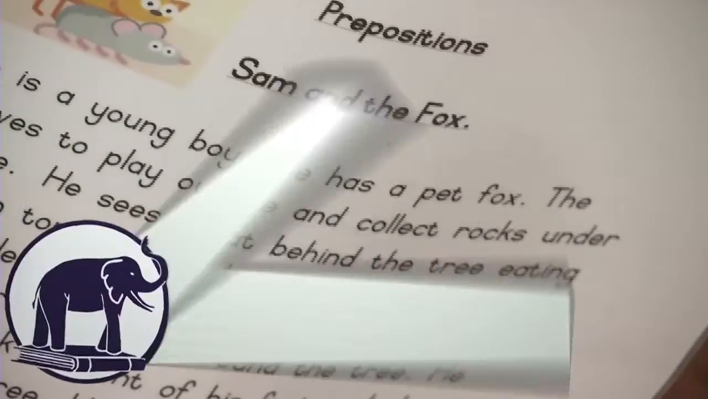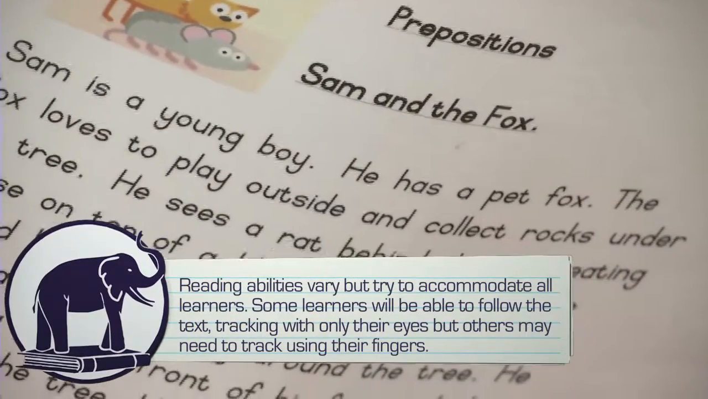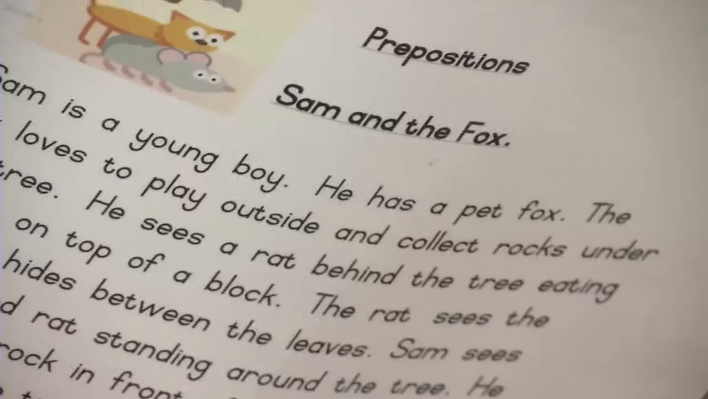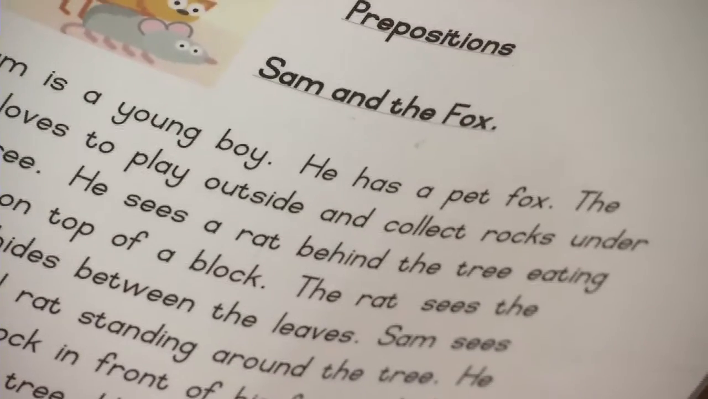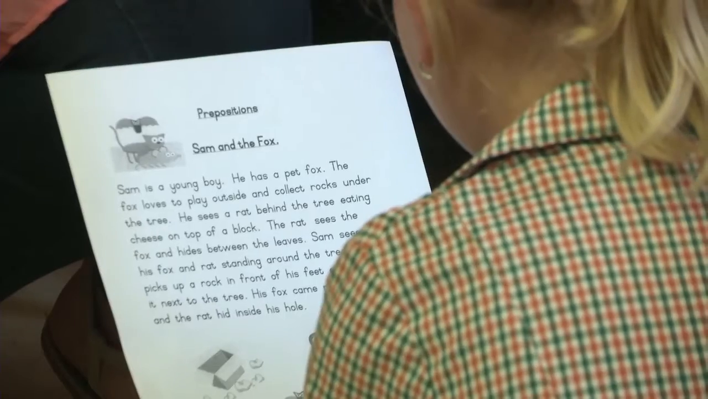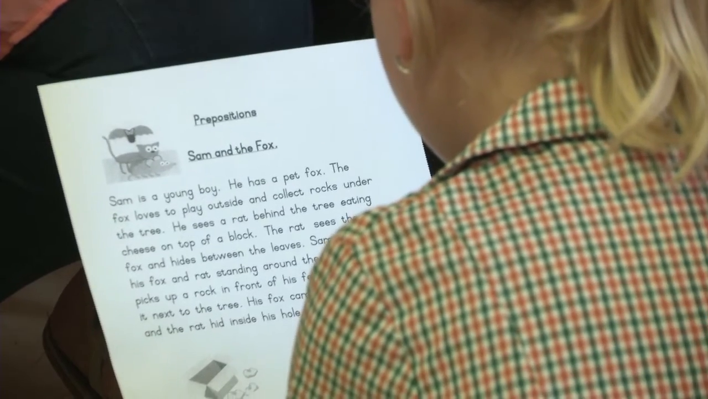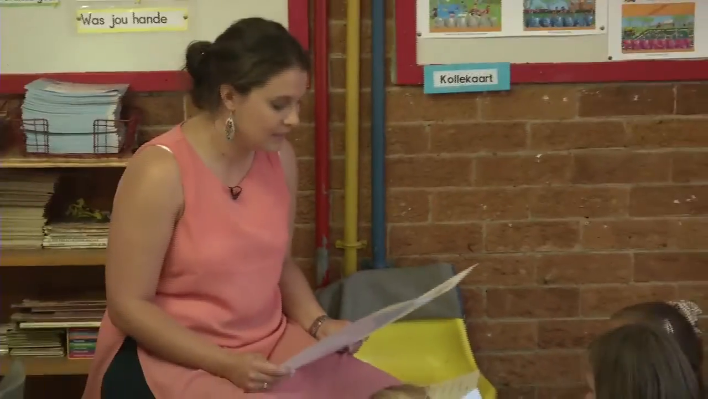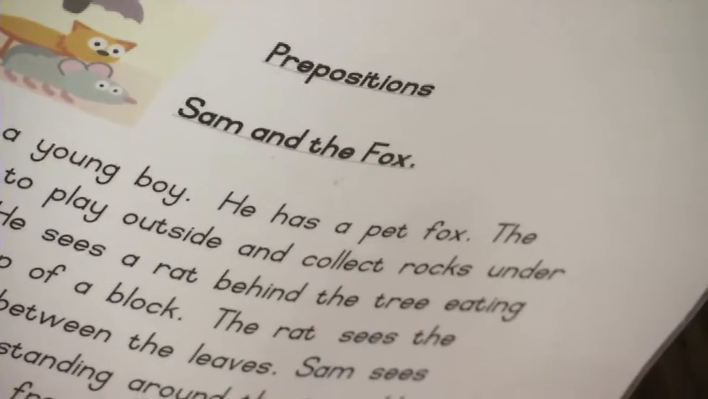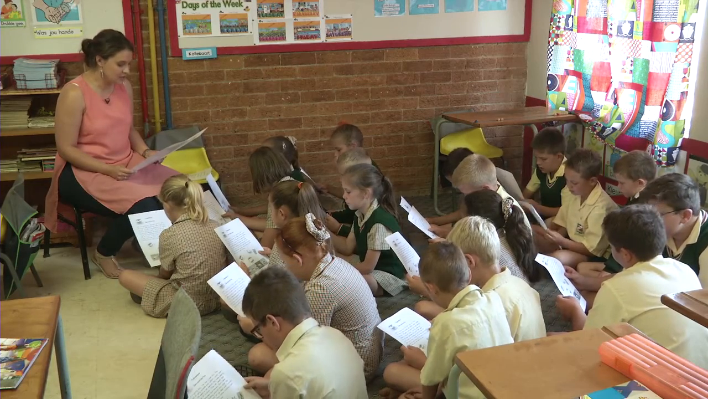Sam and the Fox. Sam is a young boy. He has a pet fox. The fox loves to play outside and collect rocks under the tree. He sees a rat behind the tree eating cheese on top of a block. The rat sees the fox and hides between the leaves. Sam sees his fox and rat standing around the tree. He picks up a rock in front of his feet and throws it next to the tree. His fox came running back and the rat hid inside his hole.